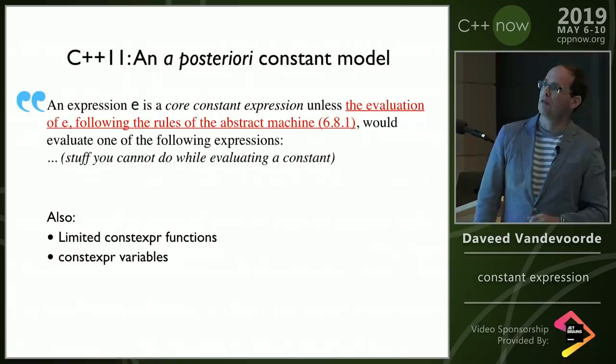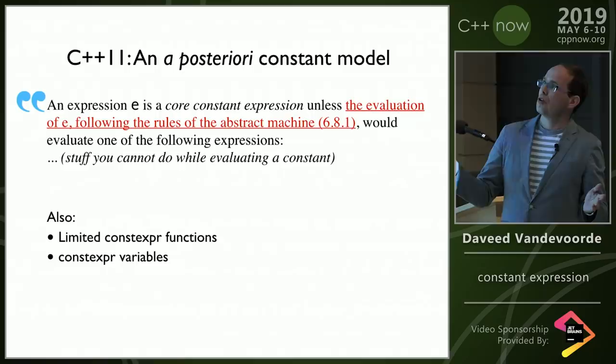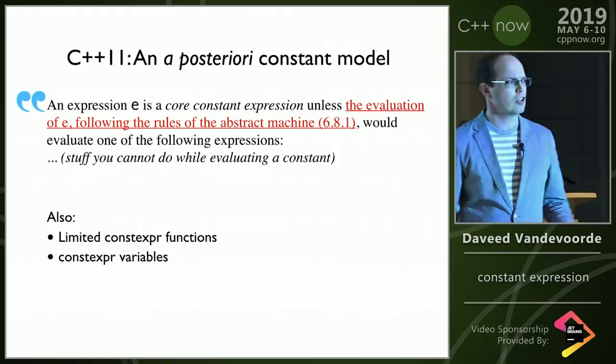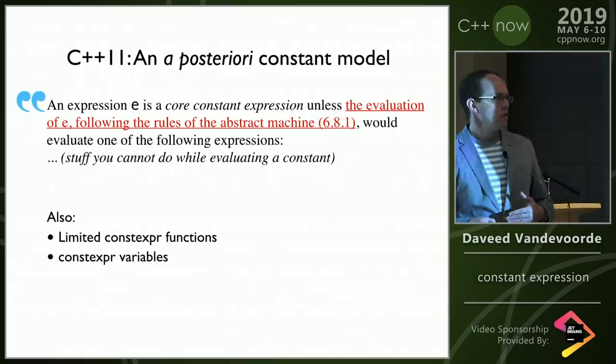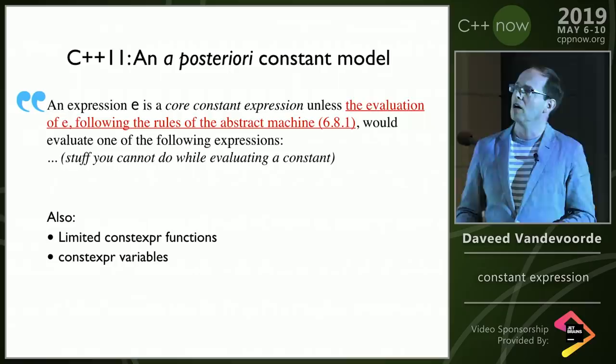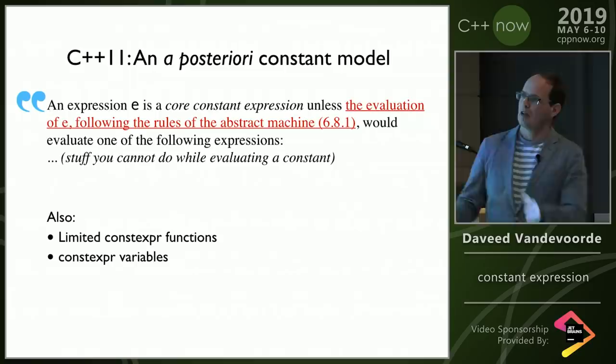So, an expression E, and this is any expression, is a core constant expression unless. So we start off with the expression, we've already parsed it, now we're just going to decide if it actually is a constant expression. And the way we decide it is that we actually try to evaluate it. So it's a posteriori because we decide after we do the evaluation. If the evaluation succeeds, fine, then it's constant. In fact, then it's a core constant. There are a few more rules that say, well, we also have to like the result that came out of that. But still, it happens afterwards.